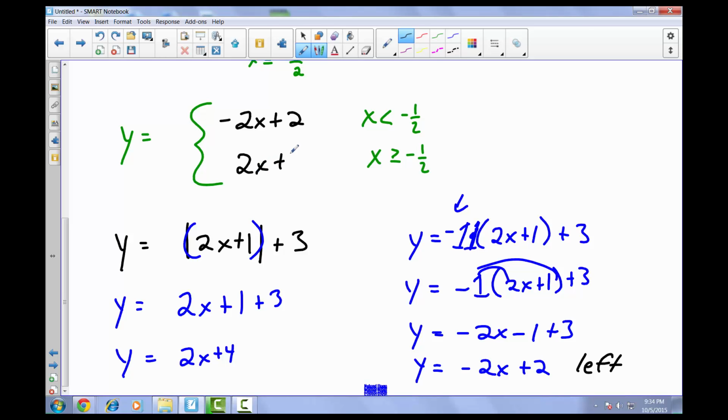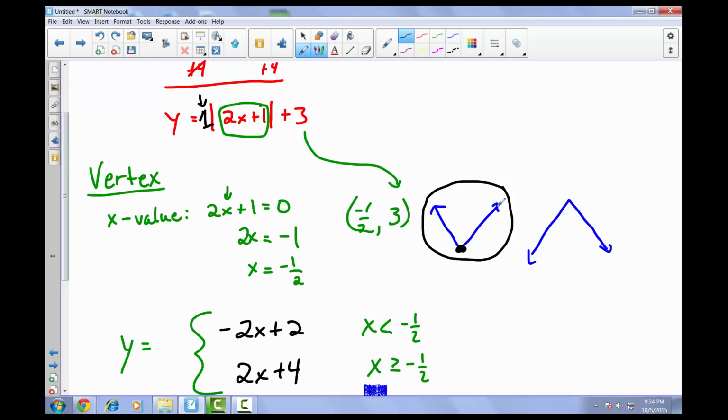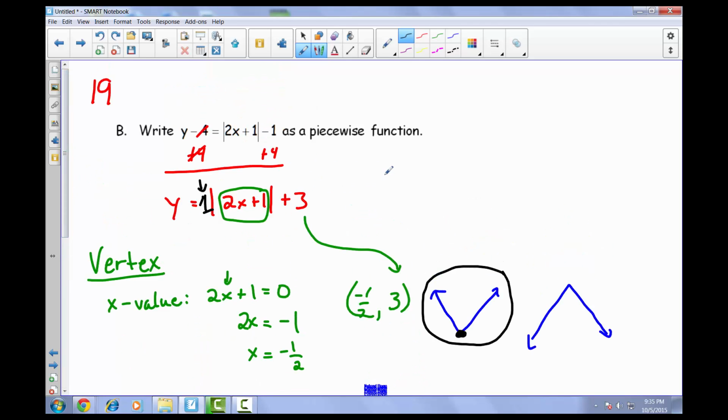And the entire reasoning behind that is because we know the general shape of our graph, at this vertex, negative 1/2, 3. On the left side, we have that negative slope. On the right side, we have that positive slope. So that's how we knew which function was which. But again, that is 19b from our Chapter 2 targets.